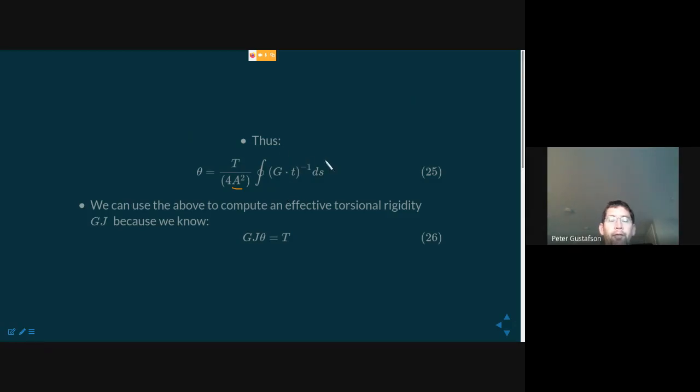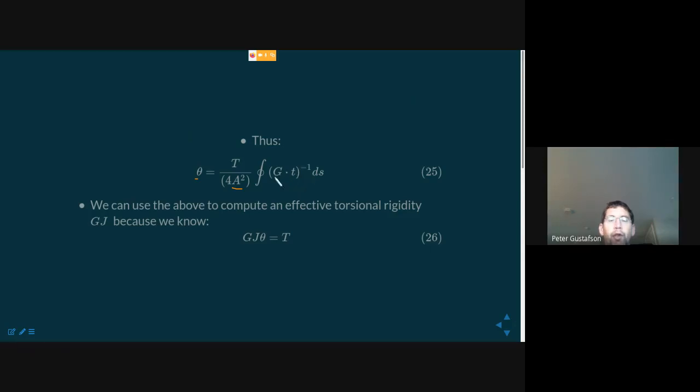So here's kind of the final version of all that plug and chug. The rate of twist is proportional to the torque. The more torque you get, the higher the rate of twist. It's going to be inversely proportional to the area enclosed squared. So the bigger you make that area, the amount of twist that occurs is going to decrease according to the inverse squared law. And it's proportional to the integral of 1 over GT.